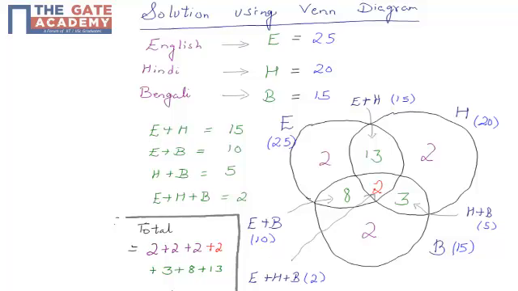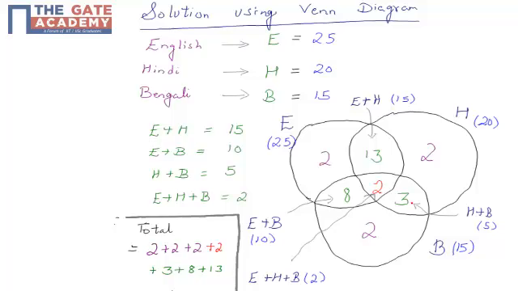So we will start from the center. We know that the center, that is common to all 3, is 2. Next we will move on to E plus H. Since E plus H is 15, out of which 2 are already over here, the remaining 13 would come here. Similarly, E plus B is 10, out of which 2 is already mentioned here, so 2 plus 8 makes 10. And finally, H plus B is given as 5, so 2 is already here, so 2 plus 3 makes 5.